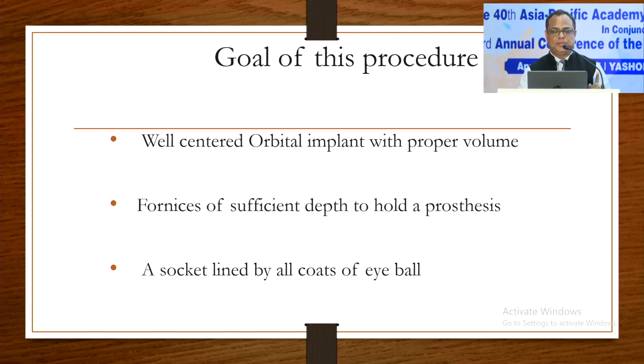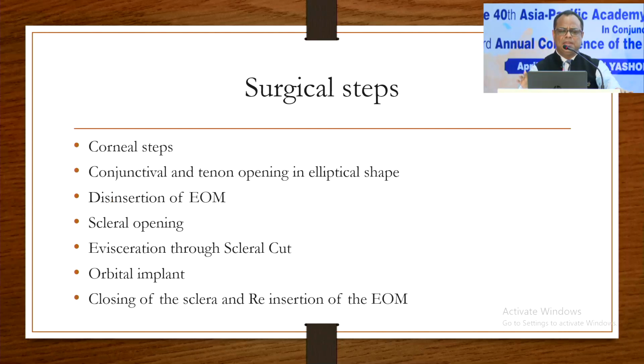That's another beauty. What are the goals of these procedures? A well-centered orbital implant in 100% of cases, fornix of sufficient depth, and an appropriate socket lined by all coats of the eyeball, including the limbal stem cell. I am mainly considering all the coats and the limbal stem cell. The steps: one is the corneal step.